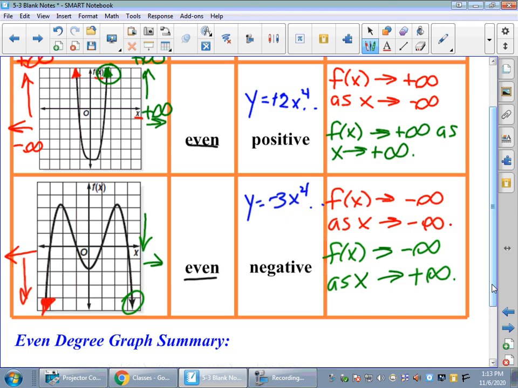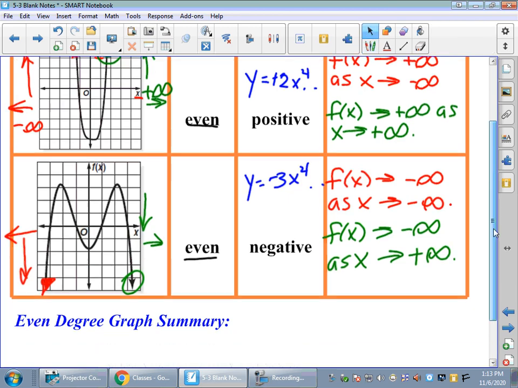Seems backwards to me. That's why I do it this way, left to right. What you notice here is very similar to quadratics. If the number out in front of the term, the a value, is positive, both arrows go up. And if it's negative, they're down, just like a parabola. And a parabola is an even degree, so it kind of follows suit.